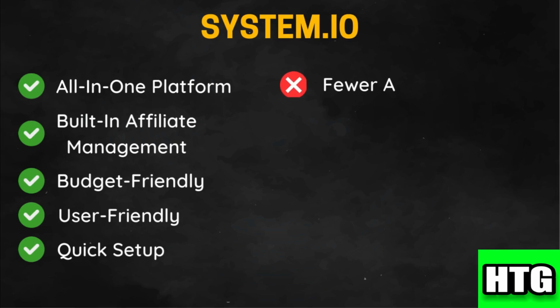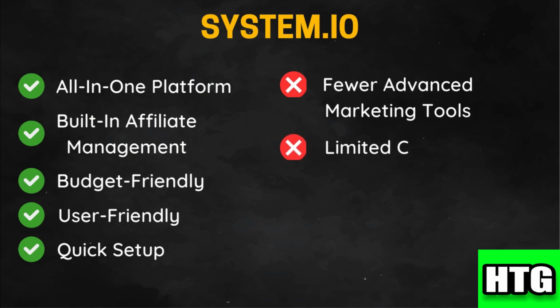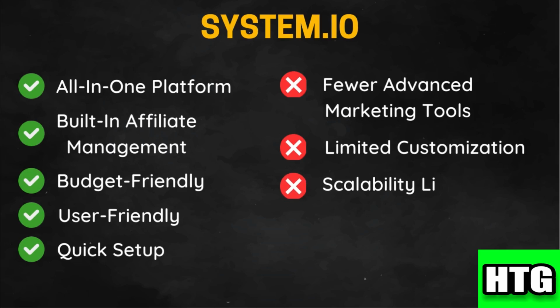Somehow, it lacks some of the more advanced automation and CRM features available in GoHighLevel. Compared to GoHighLevel, Systeme.io offers fewer customization options and advanced features. While suitable for small to medium-sized businesses, it may not offer the scalability and depth required by larger enterprises or complex operations.